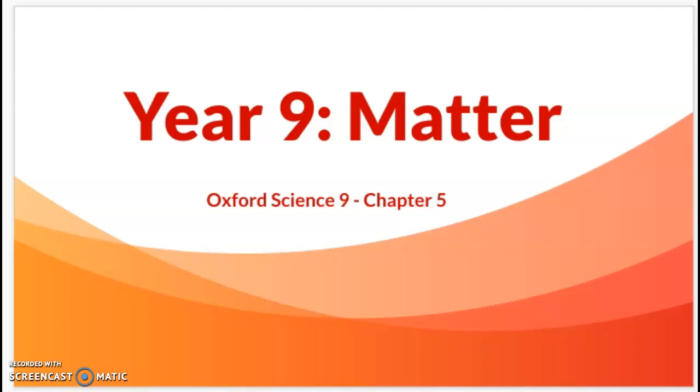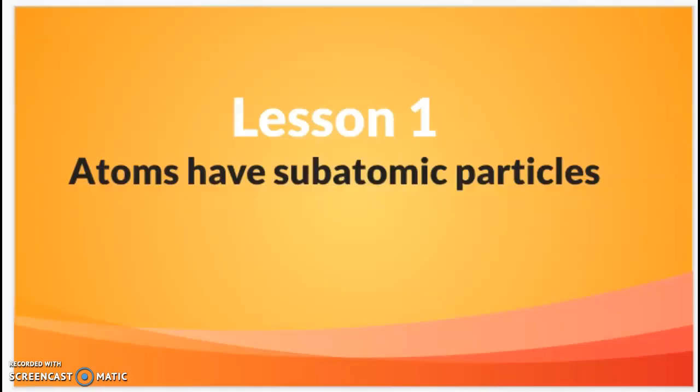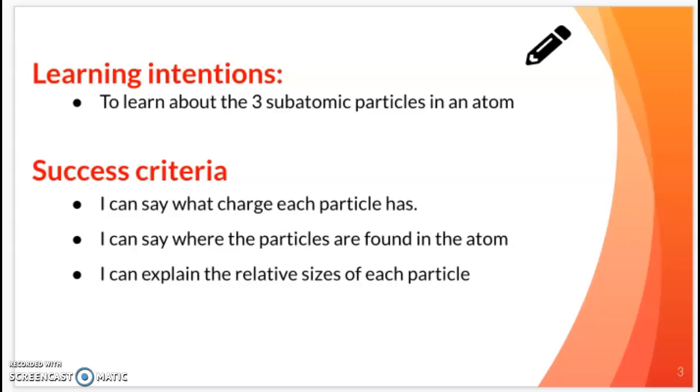So number 1, in lesson 1, we looked at what we call subatomic particles. Basically these are things in the atom such as your proton, your neutron, and your electrons. The goal of this lesson was to first learn about the 3 subatomic particles. You then want to learn what the charge of each one is and what implications that has, where you find them, and how they are relatively sized to each other.